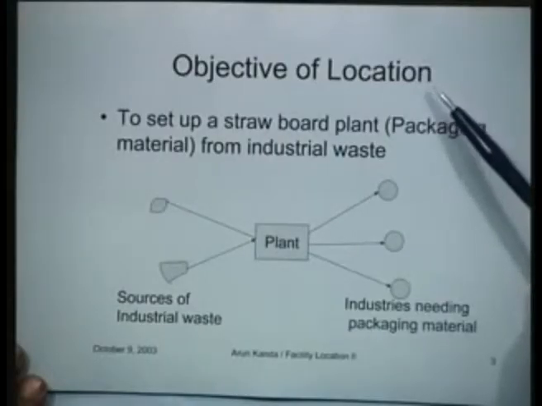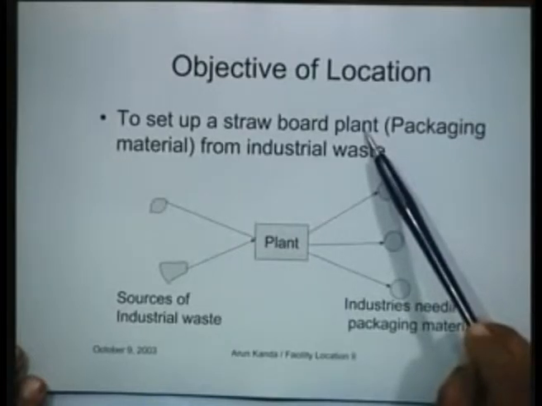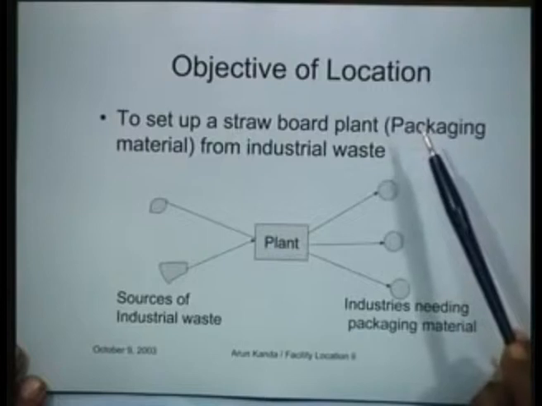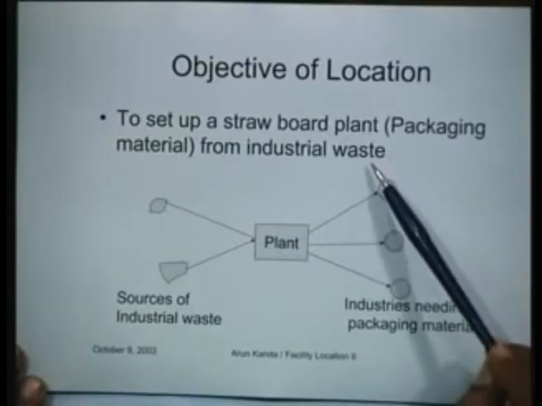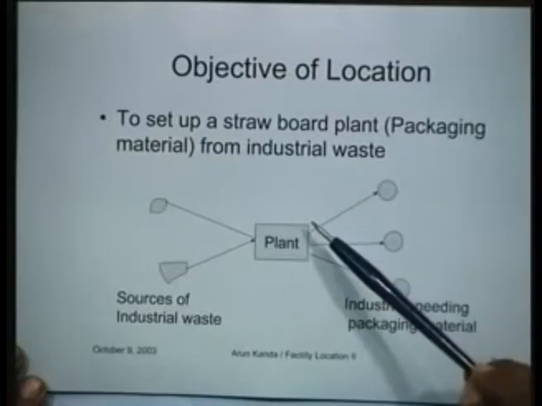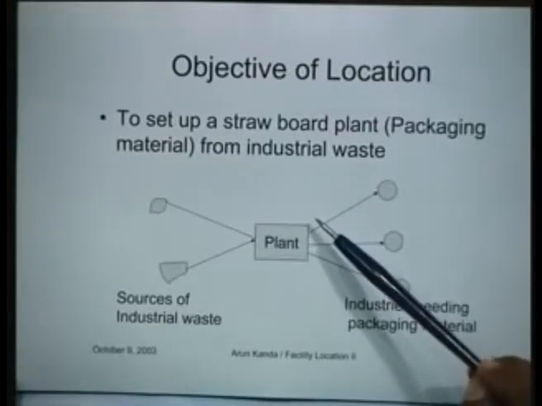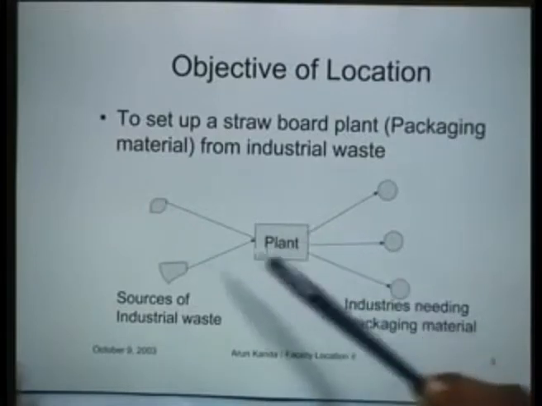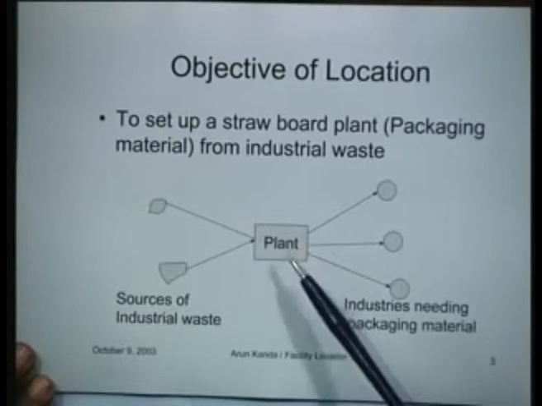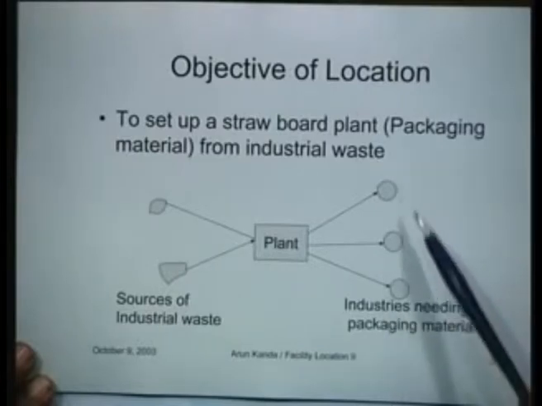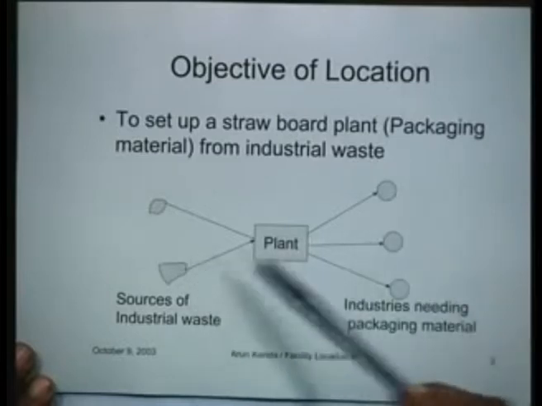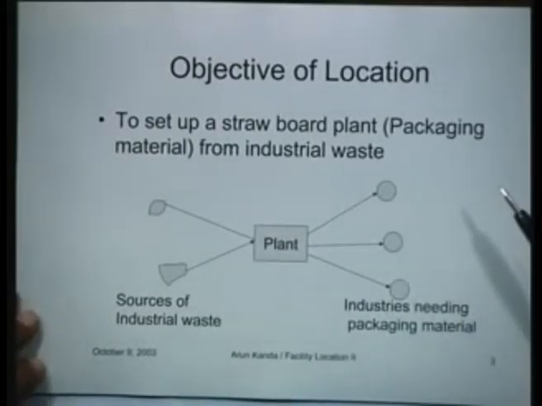In this particular case study, the objective of the location was actually to set up a straw board plant. Straw board, as you know, is packaging material which is made from industrial waste, and basically the idea was that this would be set up in an industrial setting, so that there would be availability of industrial waste automatically, and that particular industrial waste would serve as an input for the plant, and this would then be processed to supply various industries needing packaging material in the form of cartons and so on. So this was the basic idea behind the location of this particular plant.